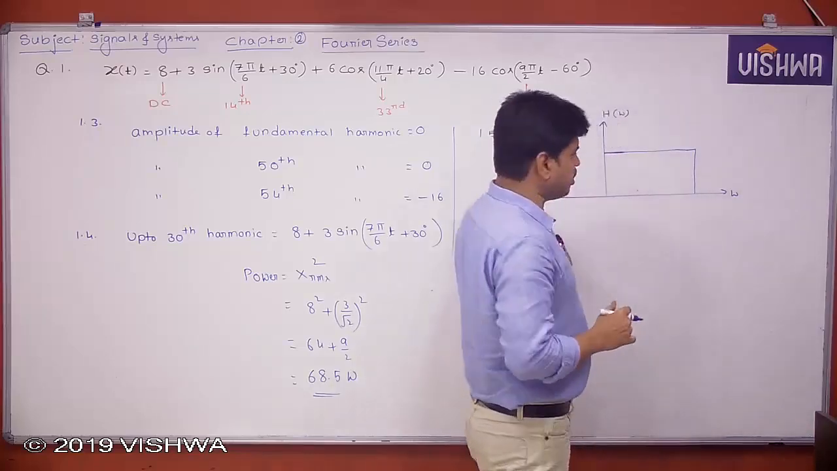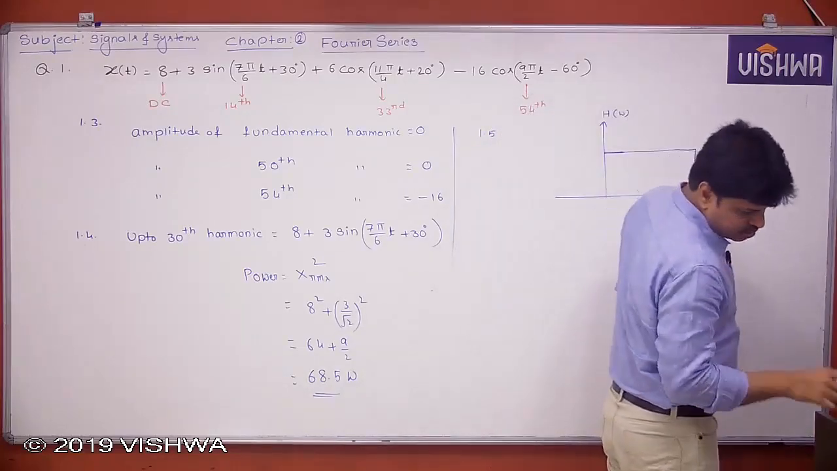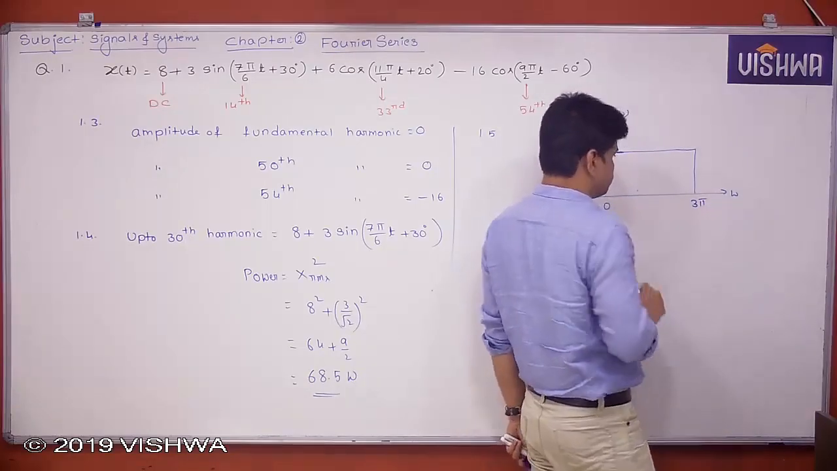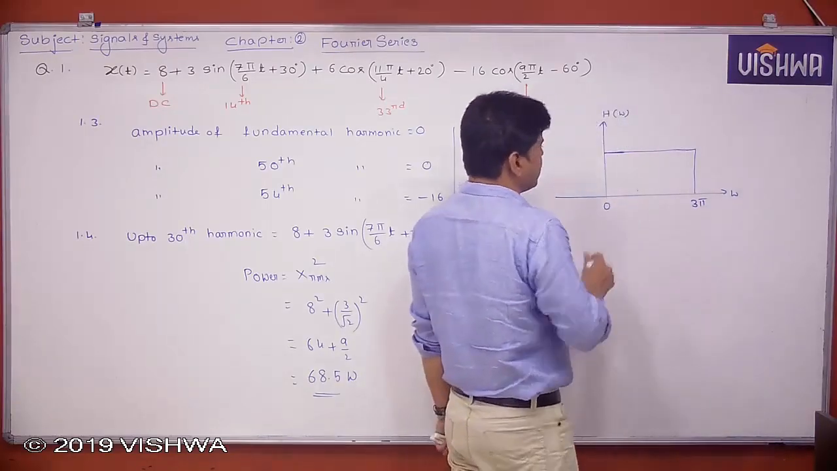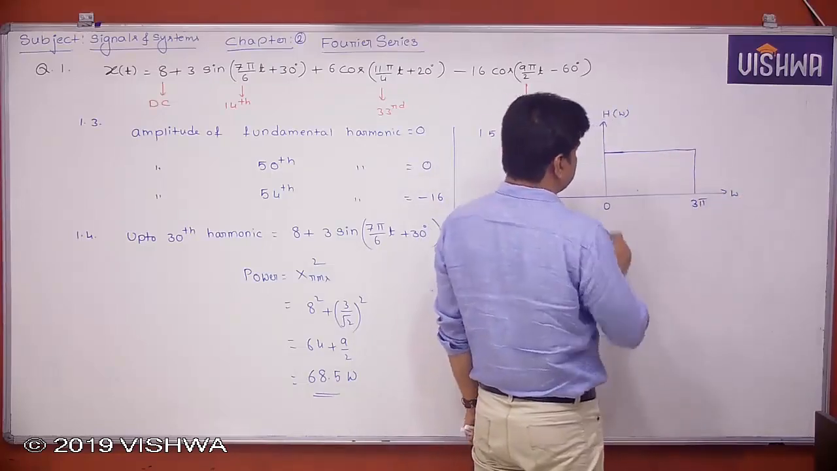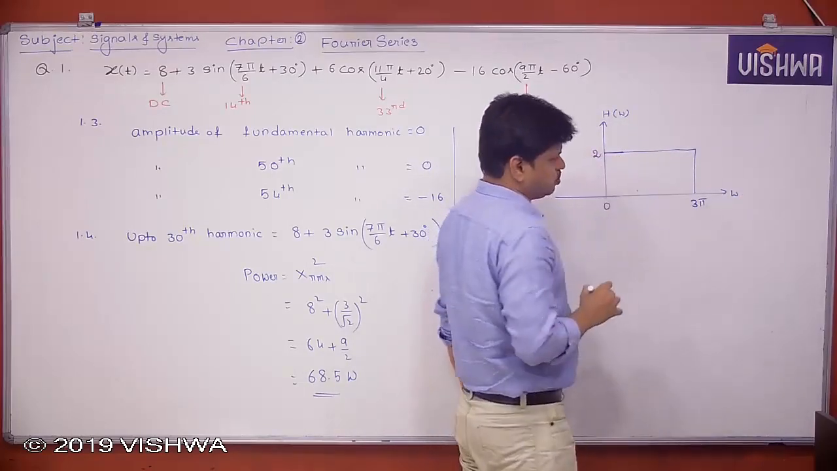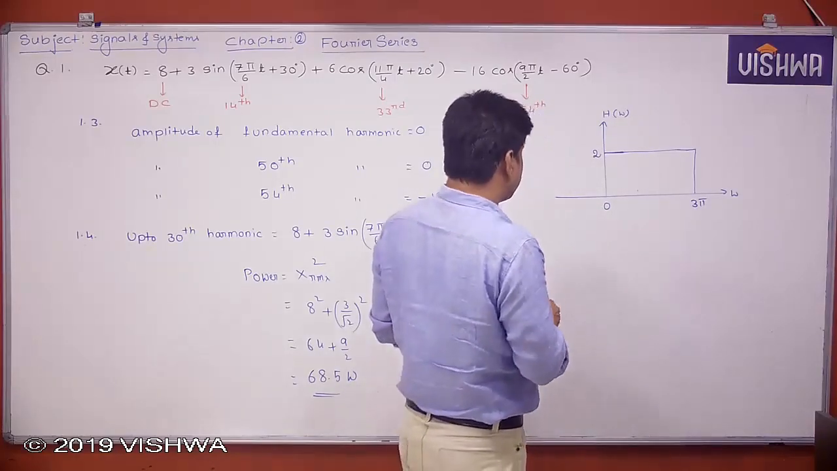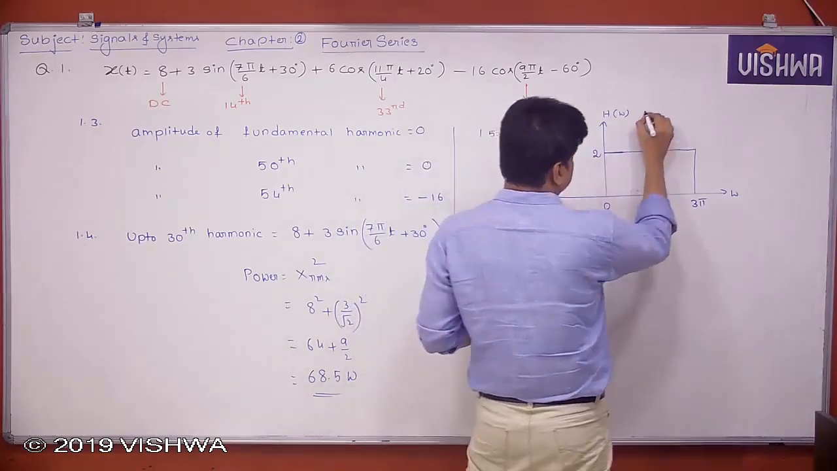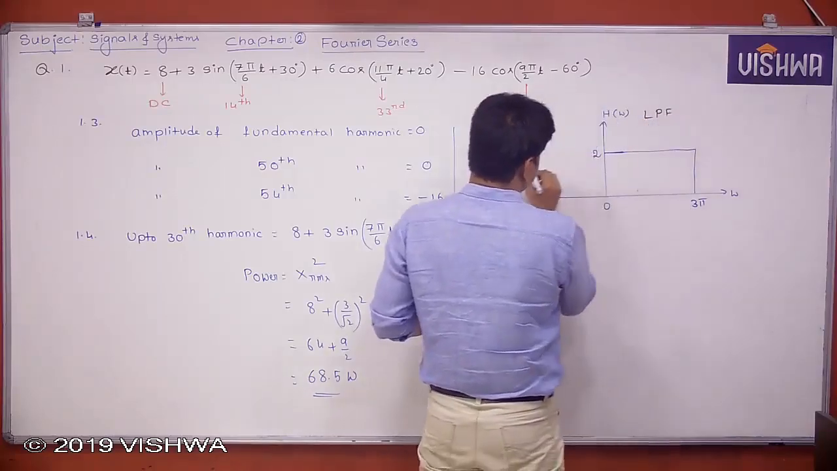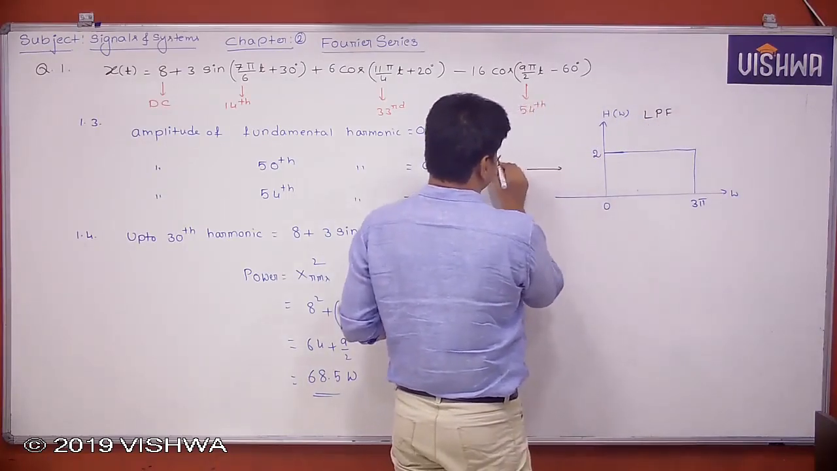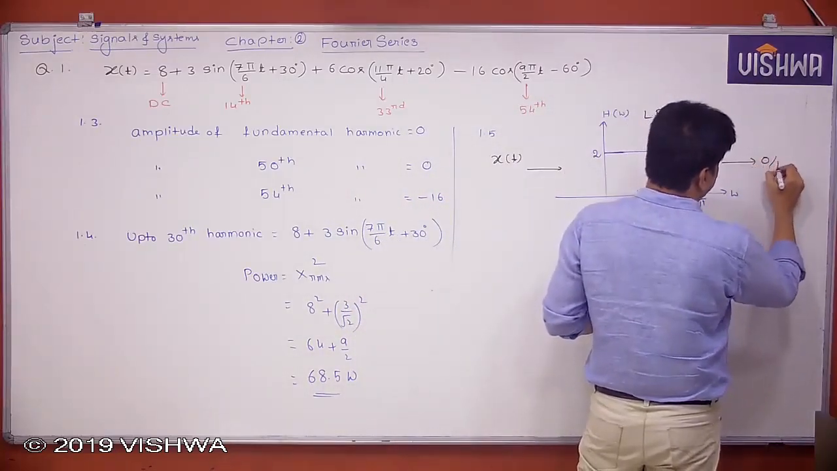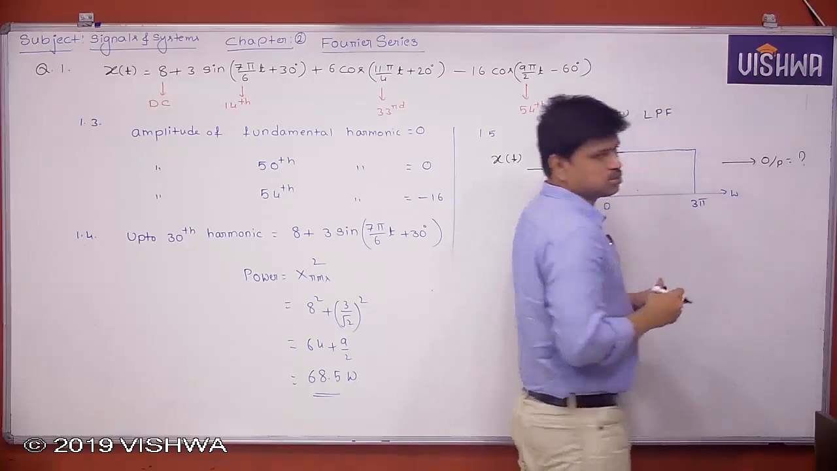What is the cutoff frequency? It is nothing but 3 pi radians per second. Okay. And they said this is the pass band, this is the stop band. Pass band having gain is equal to 2. Now, for this low pass filter, if the input is x of t, what is the output? That is the question. Okay.